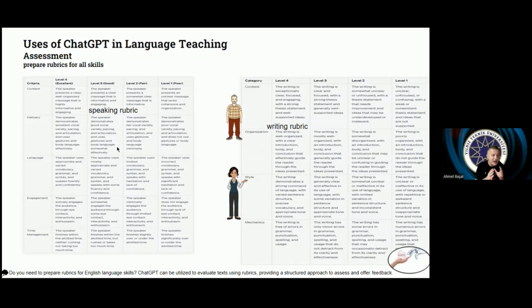And I have to feed ChatGPT with information. What kind of speaking rubric? What do you want to assess with the rubric? So if you give specific information to ChatGPT, it gives you a better result. This is a writing rubric. After getting the rubrics from ChatGPT, I have to have some kind of, again, human touch, human verification. I have to check what I have.